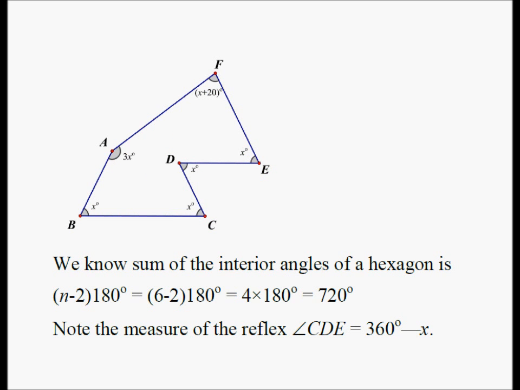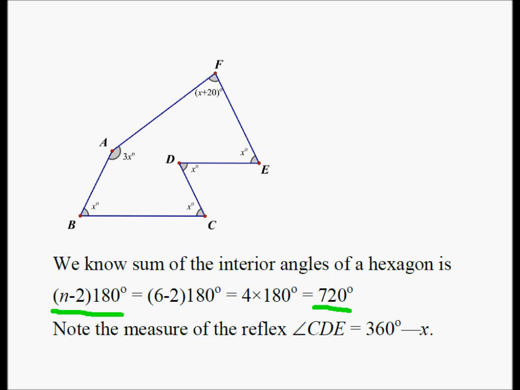So let's learn how we can find the total sum of the angles of a hexagon. Remember the formula: if you have any polygon with n sides, n minus 2 times 180 degrees gives you the sum of the interior angles of that polygon. Here my polygon has 6 sides, 1, 2, 3, 4, 5, 6. You replace n with 6, and 6 minus 2 is 4. 4 times 180 is 720 degrees. So the sum of all 6 angles has to equal 720.